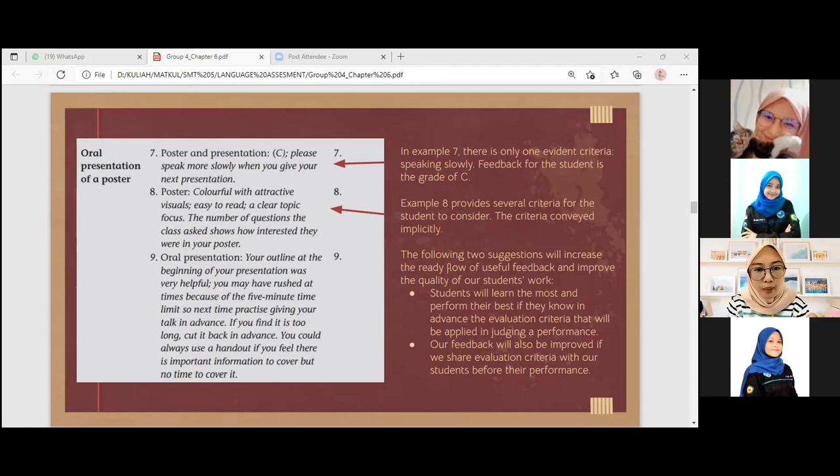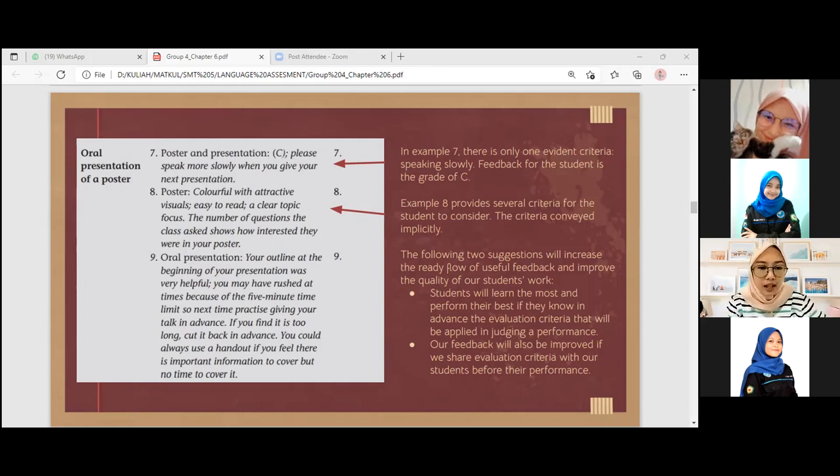Example 8 has much information for students to use as a guide to improve their work. And the following two suggestions will increase the flow of useful feedback and improve the quality of our students' work. The first one is students will learn the most and perform their best if they know in advance the evaluation criteria that will be applied in judging a performance. Second, our feedback will also be improved if we share evaluation criteria with our students before their performance.